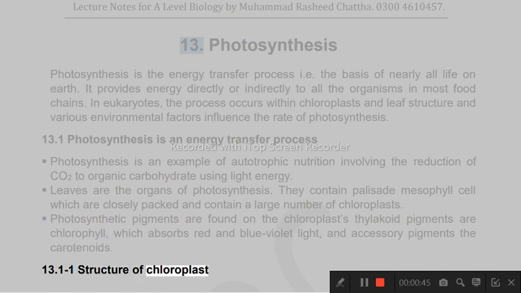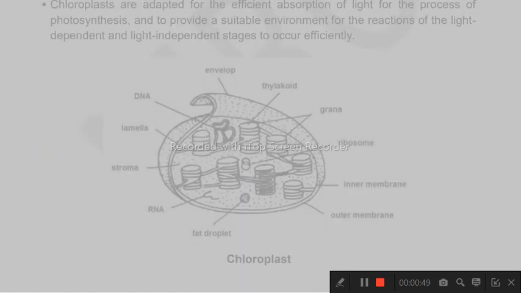13.1:1 Structure of chloroplast. Chloroplasts are adapted for the efficient absorption of light for the process of photosynthesis, and to provide a suitable environment for the reactions of the light-dependent and light-independent stages to occur efficiently.